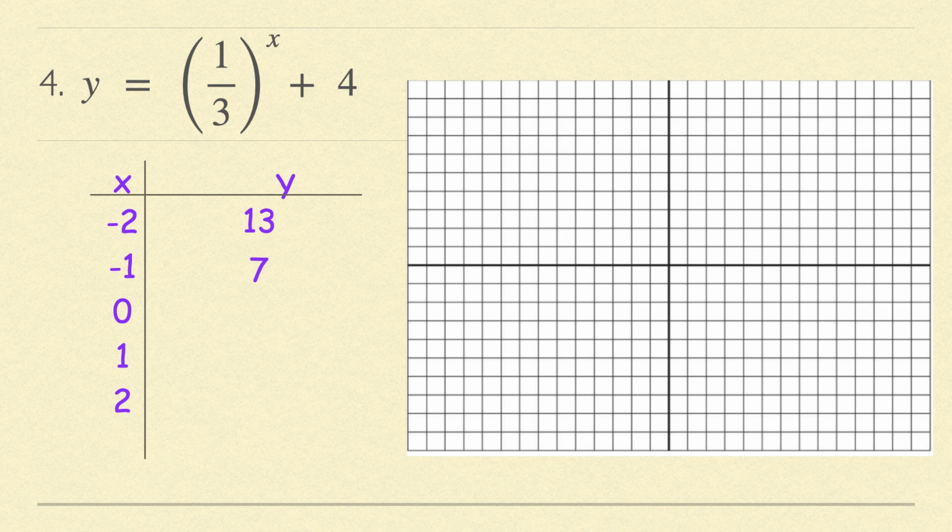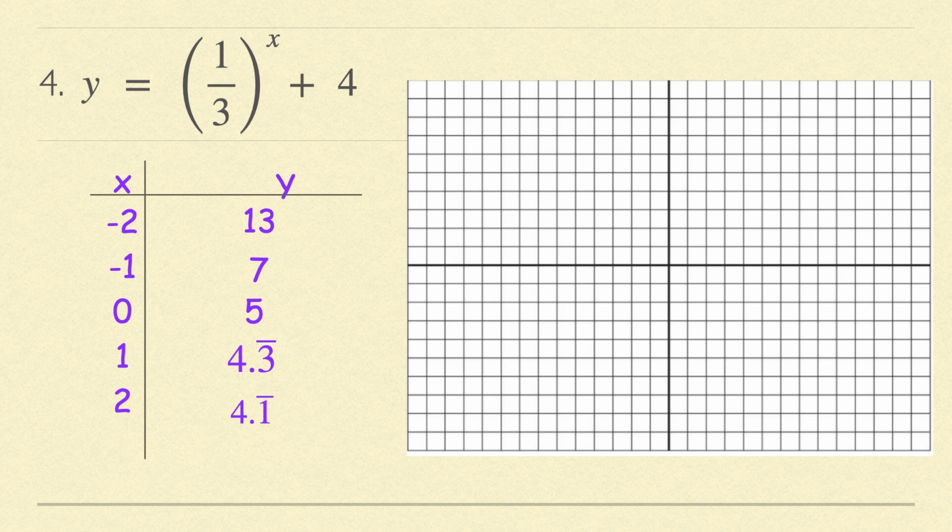When I use 1/3 to the -1st power plus 4, it's 7. 1/3 to the 0 power is 1, plus 4 is 5. 1/3 to the 1st power plus 4 is 4 1/3, or 4.3 repeating. And 1/3 to the 2nd power is really going to be 1/9, plus 4 is going to be 4.1 repeating. All right, so let's go ahead and graph those.